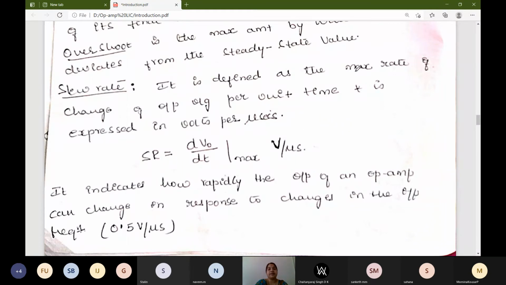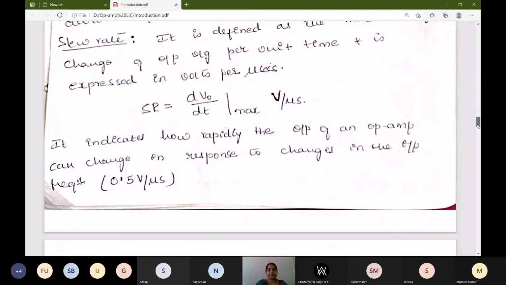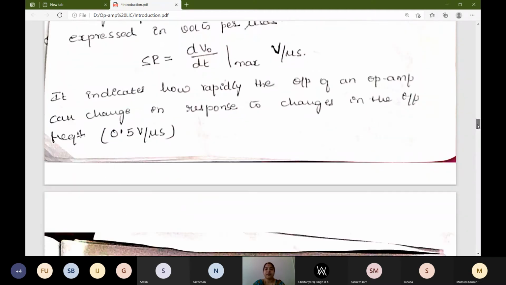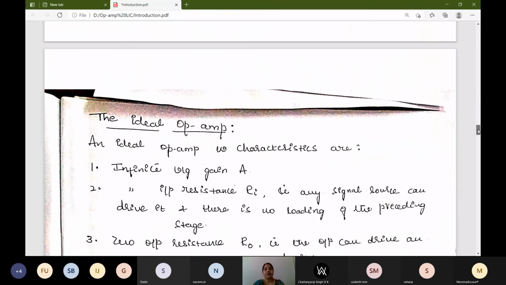So it is defined as the maximum rate of change of output voltage per unit time and is expressed in volts per microsecond. It indicates how rapidly the output of an op-amp can change in response to changes in the input. How fast it will respond, that is important. Typically the value is 0.5 volts per microsecond. So slew rate is very important.